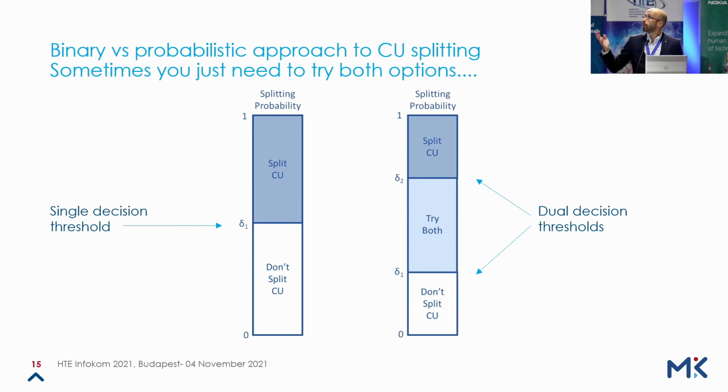Or you can go to another, more cautious approach where, if your network is really confident your block won't be split, you will only try the non-split option. If the network is very confident you should split it, you will split it and not try the non-split option. But for intermediate probabilities, you can still try both. That means that you save less, but you are not potentially losing performance because you're still doing some full search for the cases you're not sure.